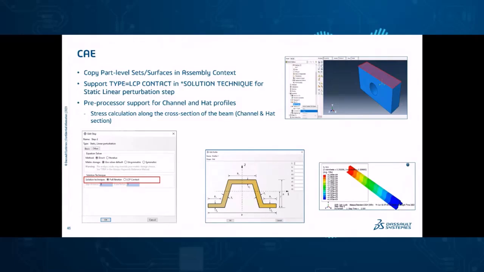For linear perturbations, you can now specify the LCP contact solution technique, as well as full Newton. So this is to access the small sliding frictionless contact model.